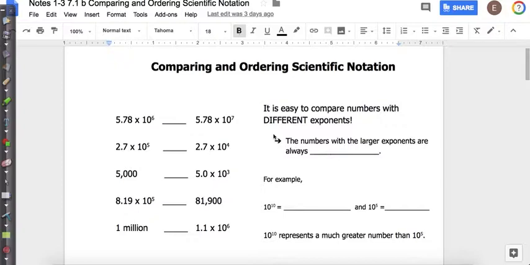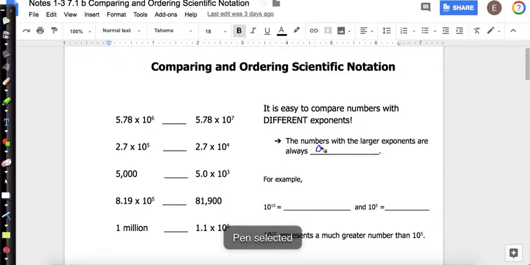So it's easy to compare numbers with different exponents. The numbers with the larger exponents are always greater. So fill in the word greater. But remember, in order to do this, they both have to be written in scientific notation.